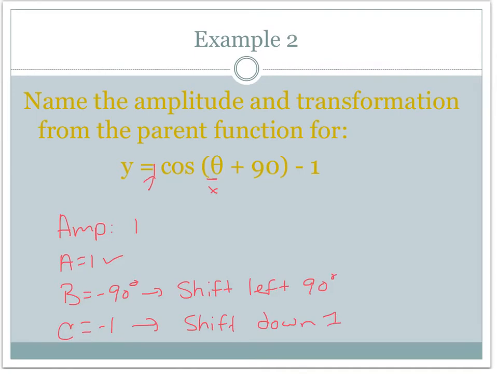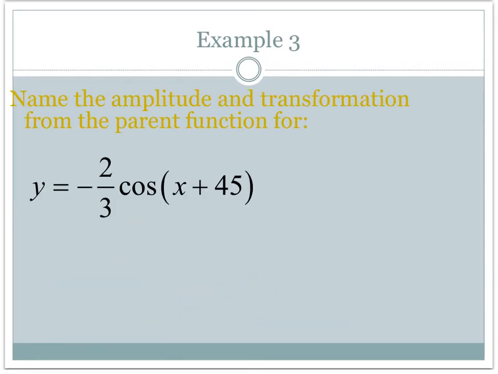I got to go through and be able to pick all the. We're going to name the amplitude and transformation from the parent function for cosine. Okay, so we got a lot of things going on here. So the amplitude, this guy is A, right? This guy right here is B. There is no C, and we got this negative guy right there. So we didn't really have any type of name for this. So what are we going to call that? Well, we'll deal with that in a second.